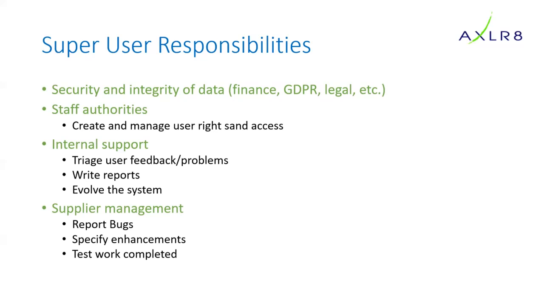There's also internal support. The super users, and in the contract we say you must have 2 super users, should be able to triage user feedback and problems and say, well, that's just because you did something silly. But most importantly, they should be able to, and I've put down supplier management, but you should really kick us if it turns out to be a bug, if it turns out that we could enhance the system and it could help you. And then when we do work for you, we would expect the super users to be the people, once we've tested it thoroughly, to then test it for us.